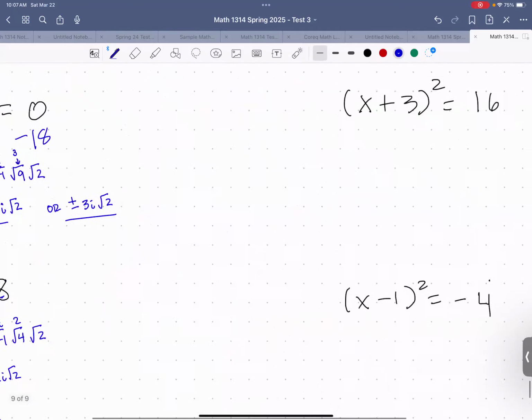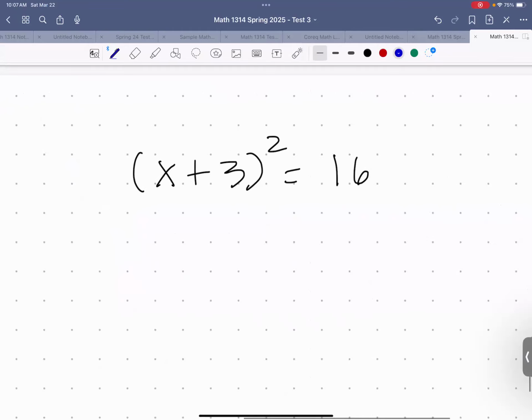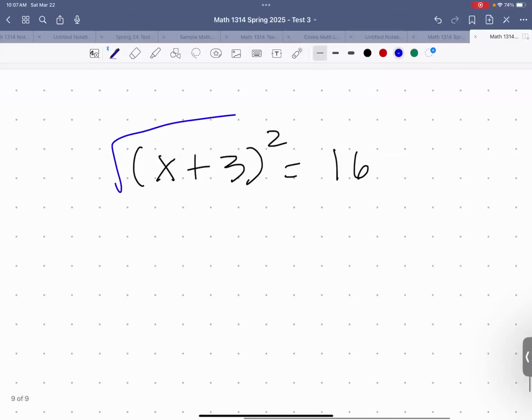Let's say we have something like this. X plus 3 squared is equal to 16. Here, my squared quantity is not just an x, but that's okay. The quantity itself is already alone, and the constant is on the other side, which means I can go ahead and take the square root of both sides first. That's going to give us x plus 3 equal to plus and minus 4.